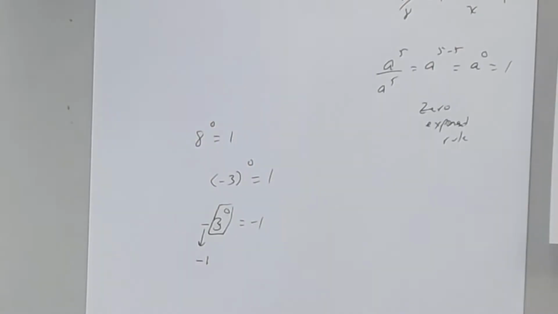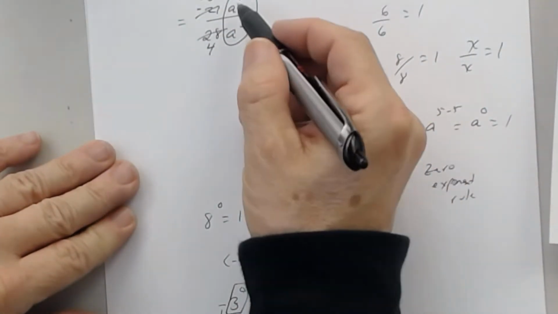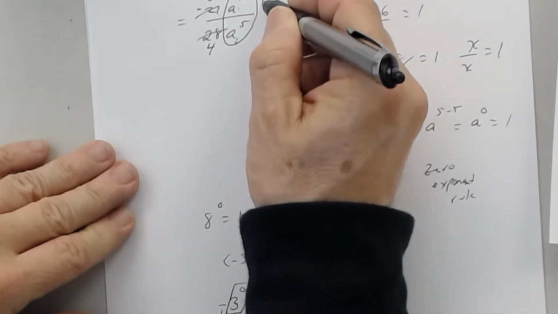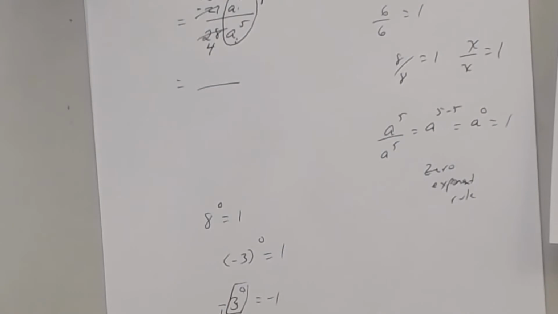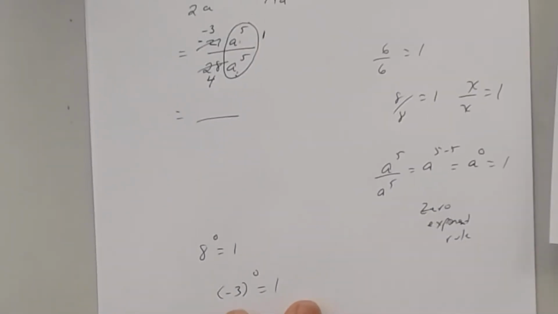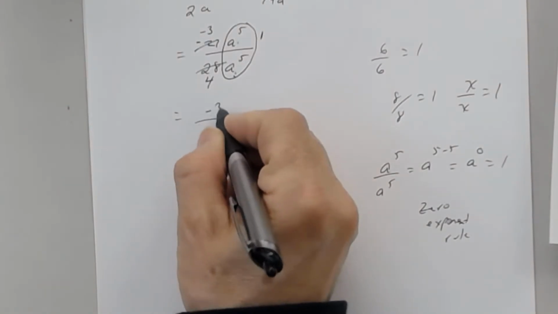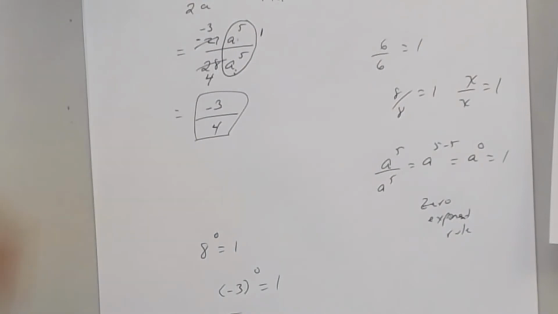All right? So this right here, a to the fifth divided by a to the fifth, anything divided by itself is equal to what number? 1. But how do I prefer this answer being written? What's the answer? What's the numerator? Negative 3. What's the denominator? 4. Negative 3/4.